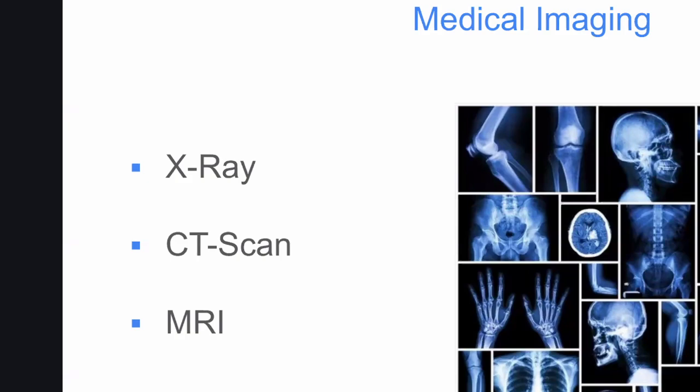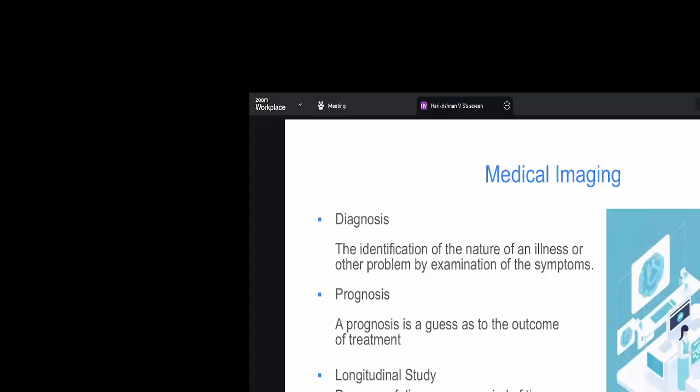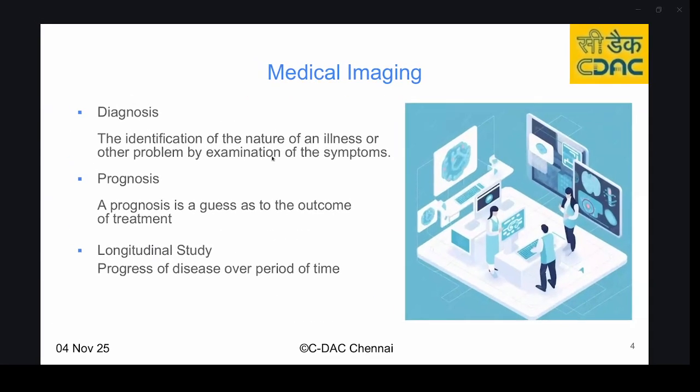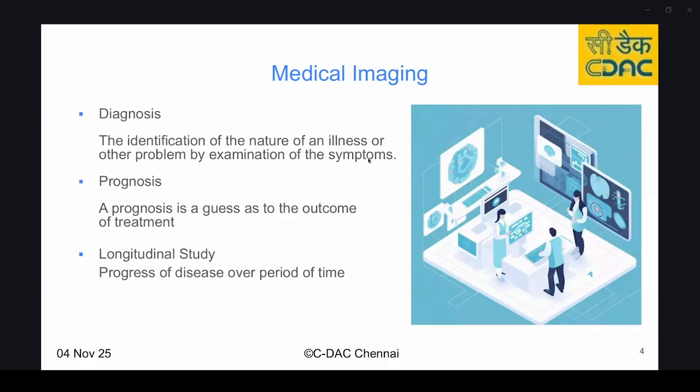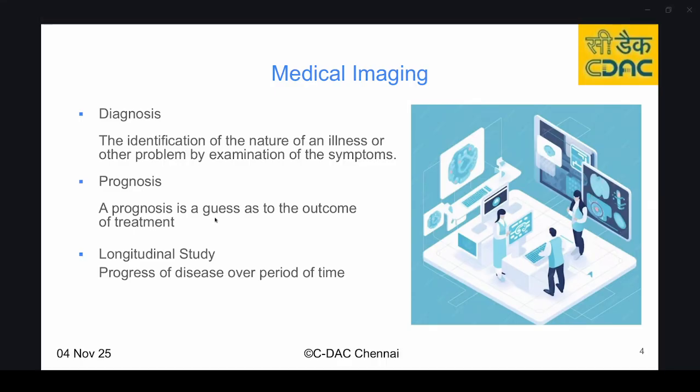Medical world. So what can we do with these images? One is diagnosis, so identification of the nature of the illness or other problem by examination of the symptoms. So if you can identify an illness, maybe cancer, from the input X-ray image, AI will detect that and tell.